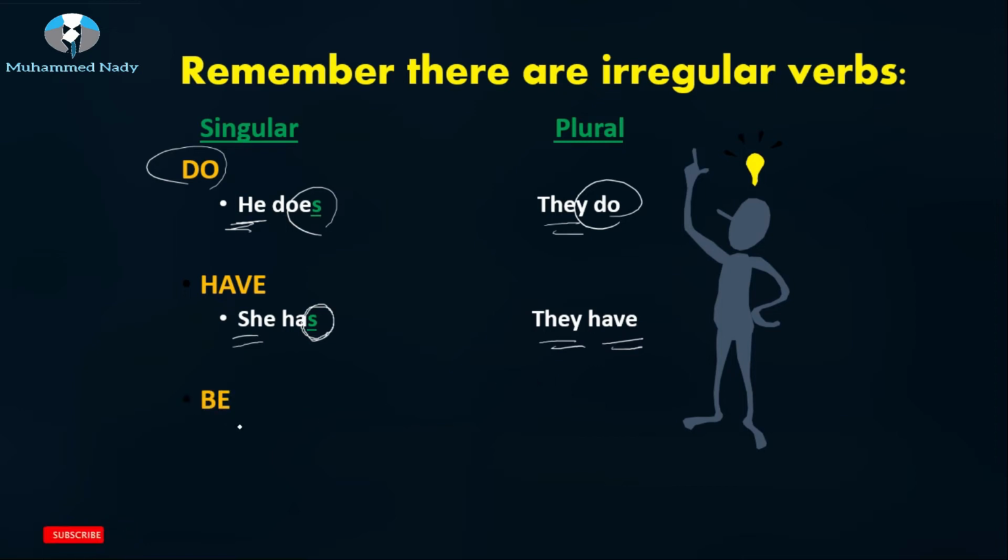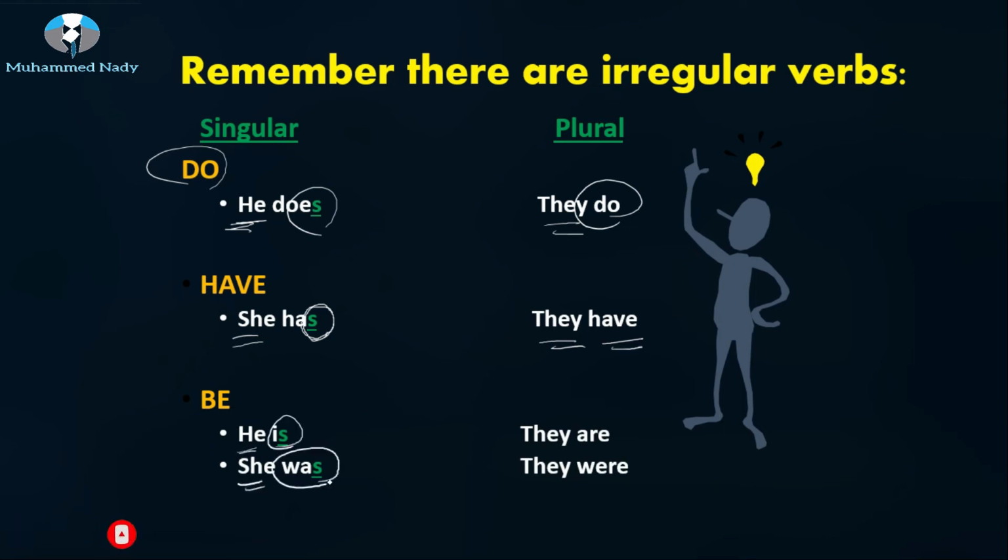Okay, the third verb we have is verb to be. And the singular form of verb to be is like he is, this is in the present, and she was, this is in the past. They are, plural, and they were. Did you notice something? Did you notice that even here they are irregular verbs, but also they end in an S. They all end in an S.